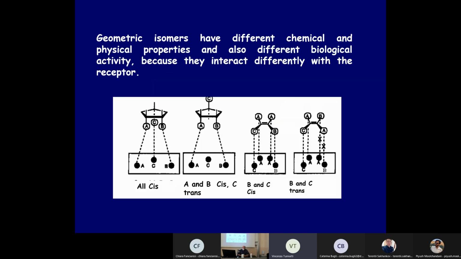Once again, you can understand how only cis is able to optimally interact with the receptor, and why not the trans. Once again, you see A with A, B with B, but C, in this case, is on another part of the plane, and so is not able to interact. So in the trans compound, C is on the other part, while in the cis, C is in the right part.